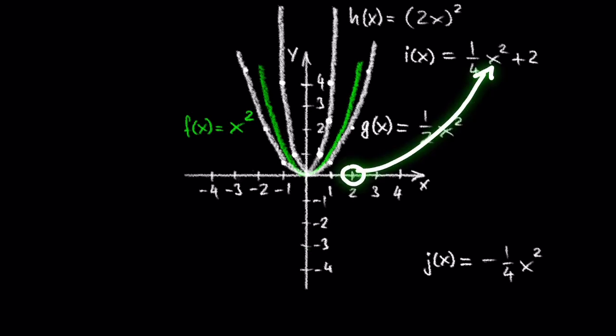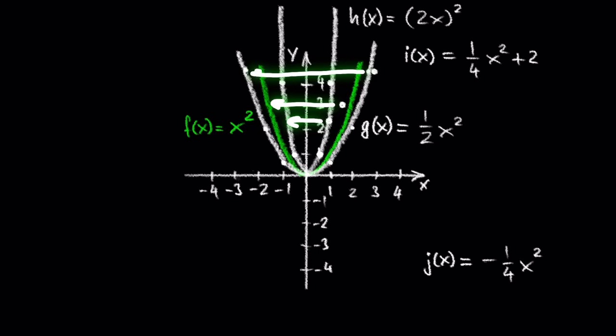2 squared is 4, 4 divided by 4 is 1, and 1 plus 2 is 3. 3 squared is 9, 9 divided by 4 is approximately 2, and 2 plus 2 is 4. So this compressed graph looks like this.